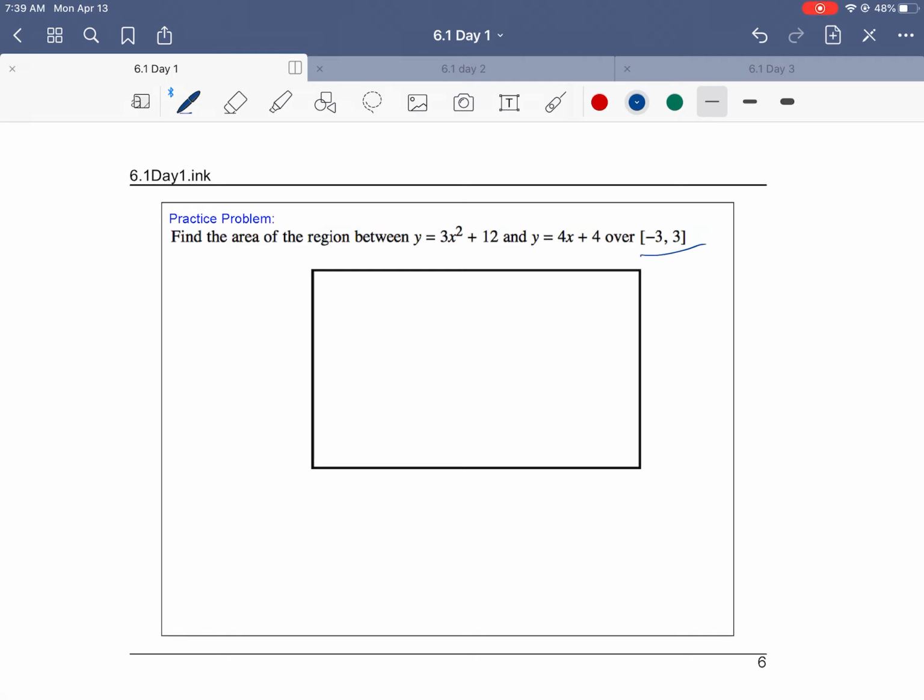The limits of integration are clearly given, so you're just graphing the two. You're determining which one is the top, which one is the bottom, or above versus below, and then you are setting up your integral and integrating it. Okay, so pause the video, give this a try on your own. I'll continue to work on this problem here.